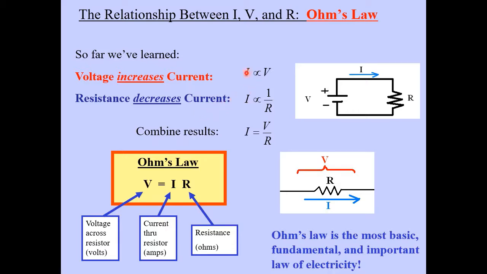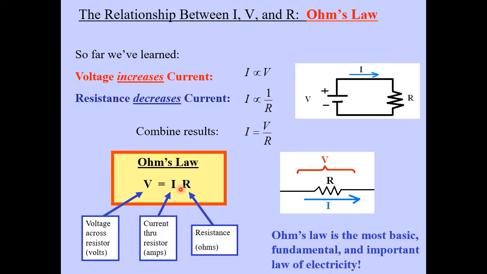So we can combine these two results. We say that the current I is proportional to the voltage, so we'll put the V on the top, and it's inversely proportional to the resistance, so put the R on the bottom. And so this, I equals V over R, we usually rewrite, and this is what we call Ohm's law: V equals I times R.